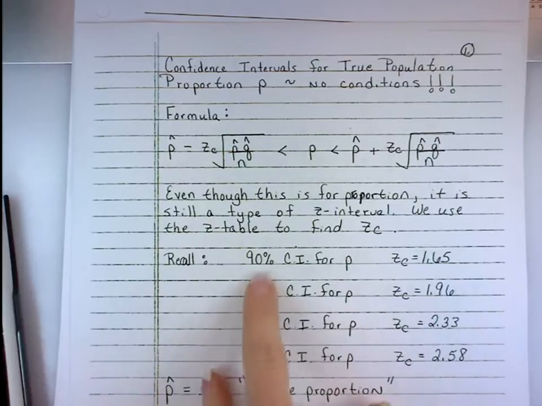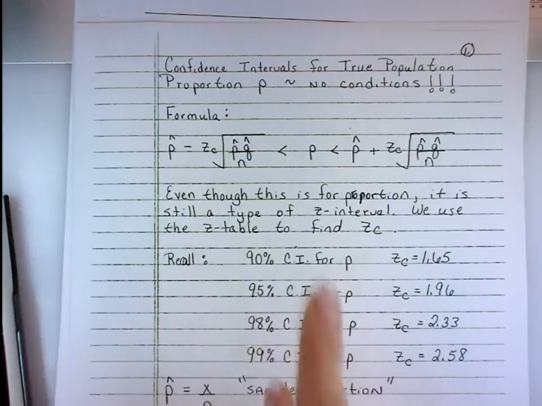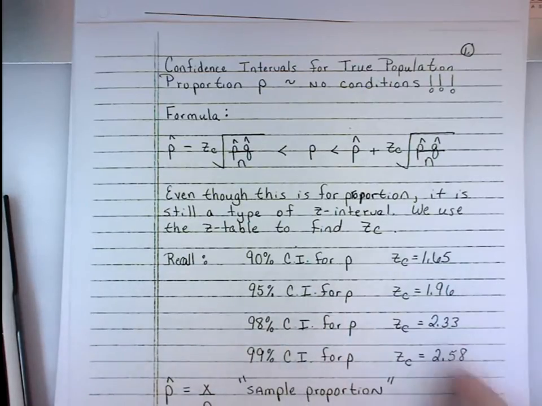Again, I can ask you for a 94% proportion interval, a 96% proportion interval, a 97% proportion interval, and 80%. Something that you've not memorized. So the procedure is very, very important to know how to find these z's.